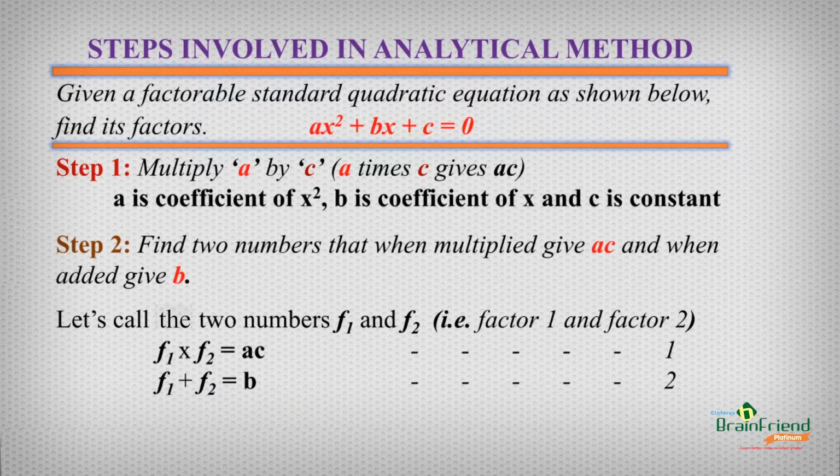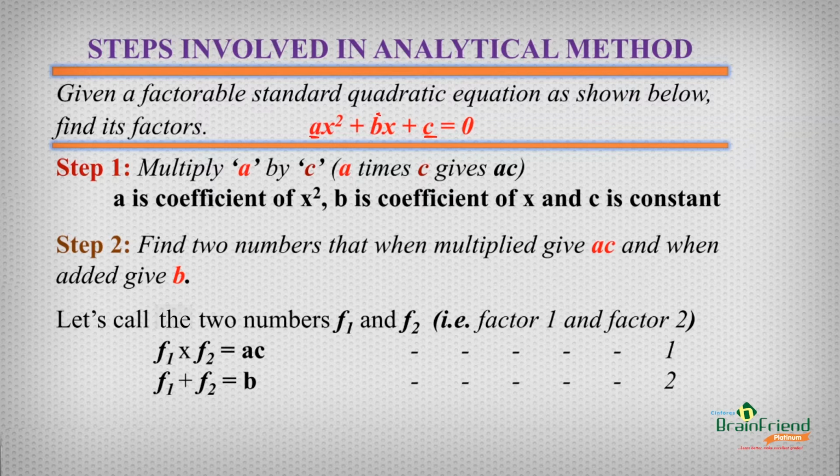Now let's go through the steps involved in solving factorization problems using the analytical method. Let us say that we are given this equation: ax² + bx + c = 0. And we are expected to apply the analytical method to solve it. The first thing we need to do is to multiply a by c, that's a times c, which will give us ac. What is actually this a? The a is what you see here, which is called the coefficient of x², while the b is what you can see here, called the coefficient of x, and c is called the constant.